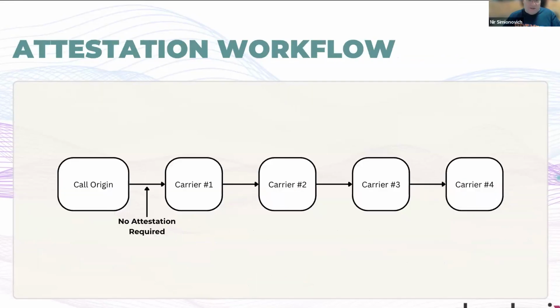Now, where's the problem in all of that? When the attestation workflow works the way it should, then the call origin, let's say this is the customer, when they send the call over to their directly connected carrier, the customer doesn't need to attest to anything. They're the customer. The carrier is the one who needs to attest. Now, once the call goes from carrier one to carrier two, then you need to attest it at level A. The more you go down the chain, the attestation becomes worse.